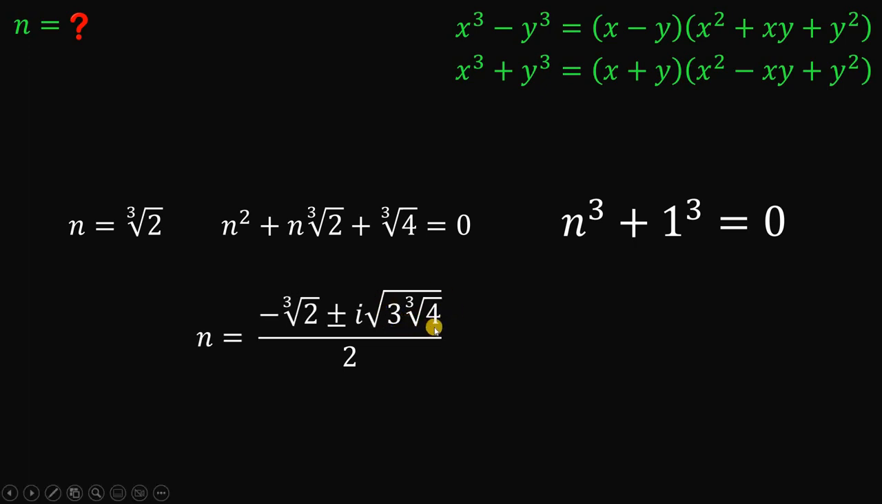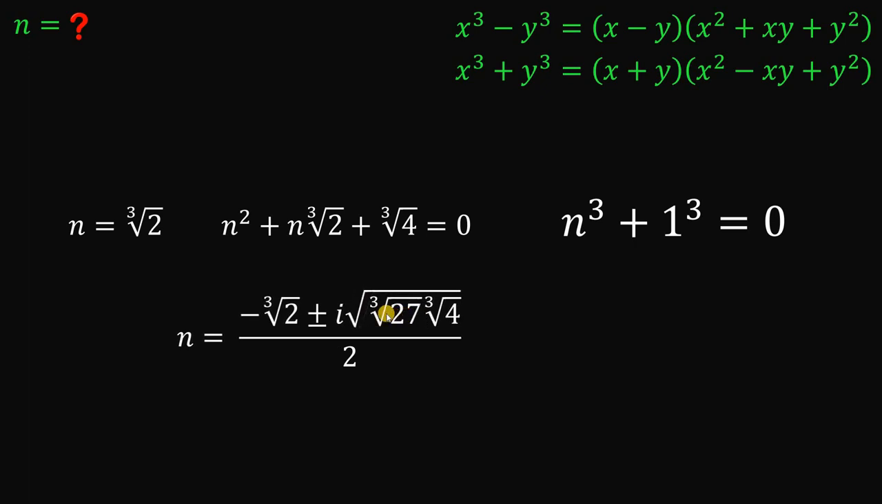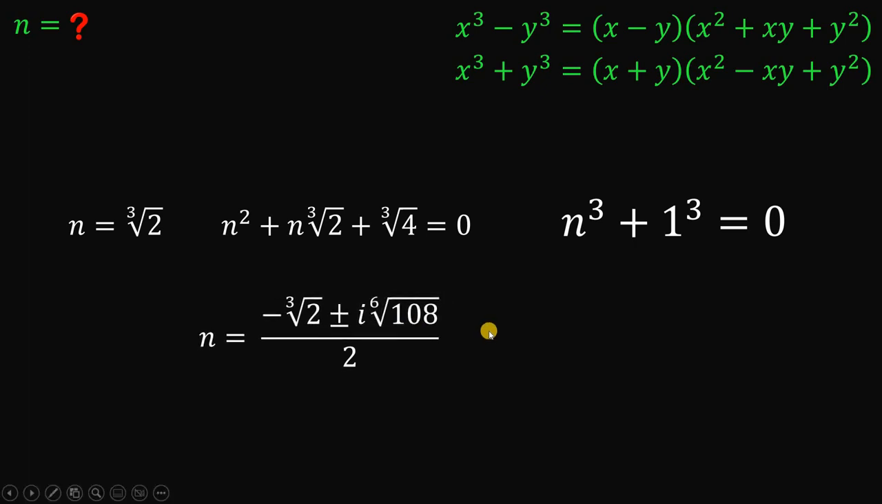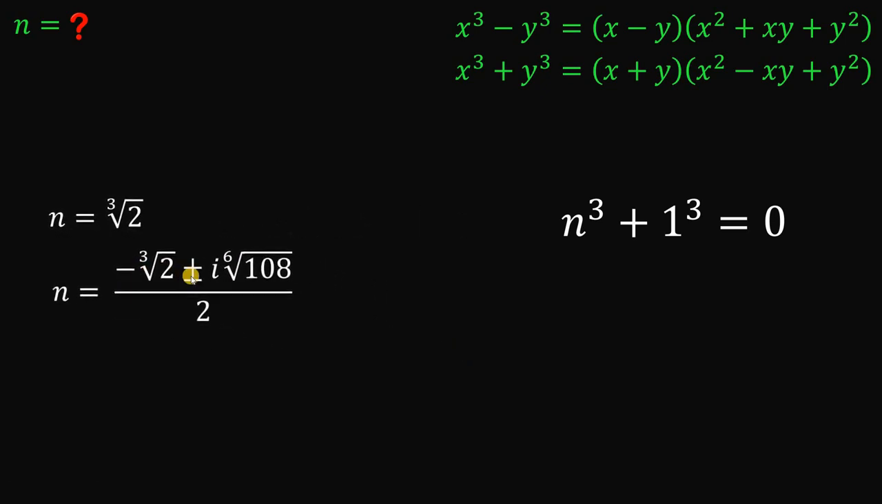Now, let's simplify the numbers inside the radical sign. So this 3 can be written as cube root of 27. And cube root of 27 times cube root of 4 will give us cube root of 108. And square root of cube root of 108 can be written as 6th root of 108. Now at this point, we found two complex solutions for n. We have negative cube root of 2 plus or minus i multiplied by the 6th root of 108 all over 2.